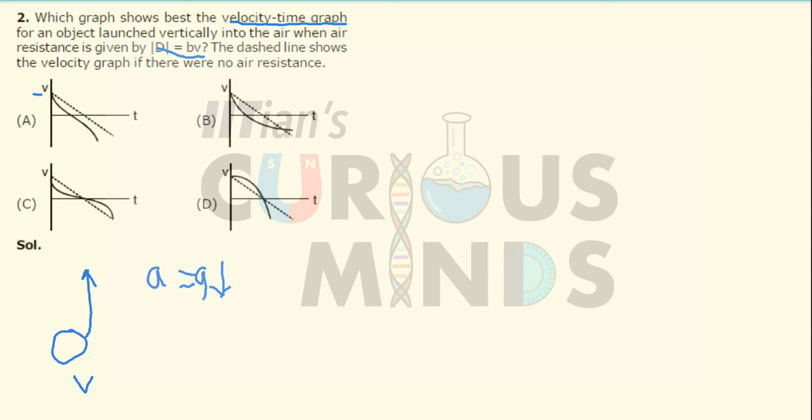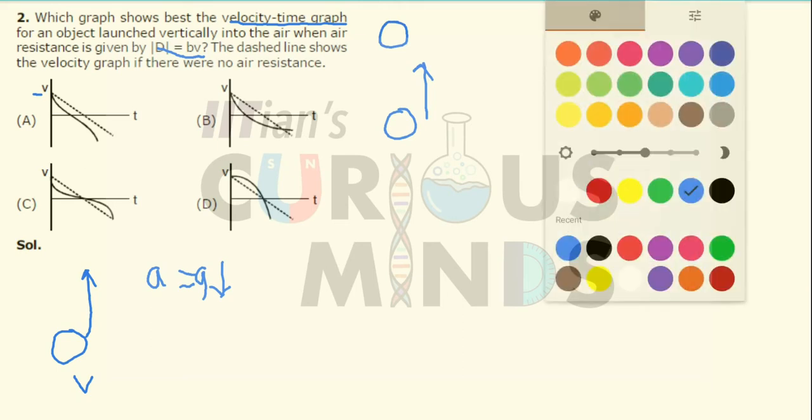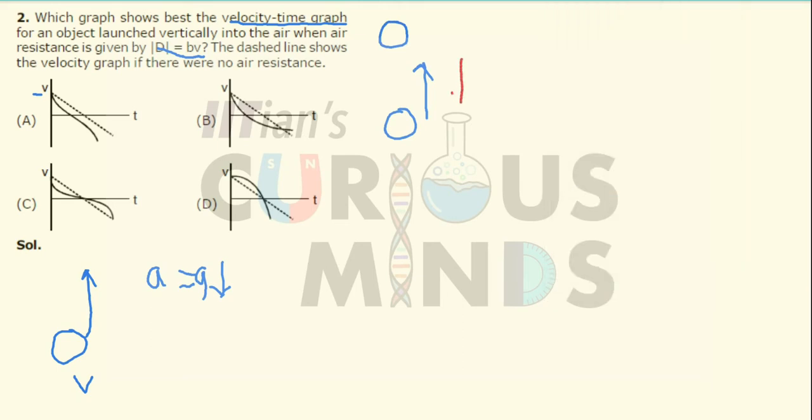Now since the acceleration is constant, the v-t graph will come out to be a straight line that is represented by a dotted line. So in all these four graphs you can clearly see that all these four lines are the same. But now when there is air resistance, suppose a body is thrown upwards. Initially when it is thrown upwards, the air resistance will try to push the body in the downward direction.